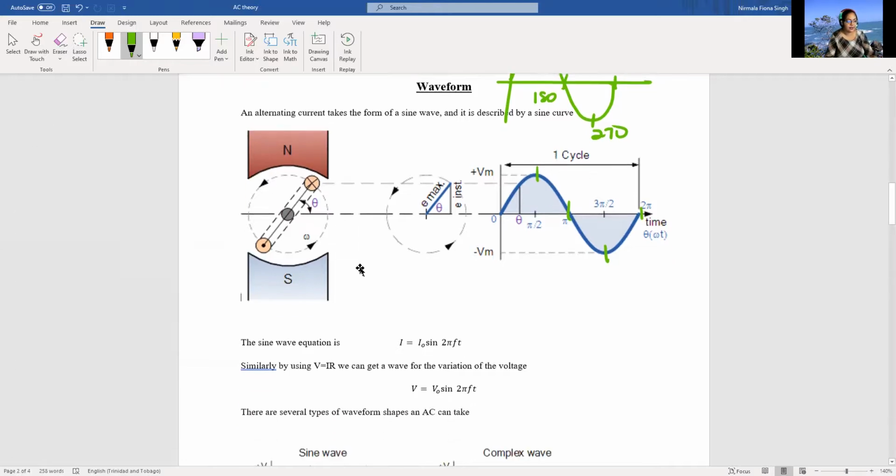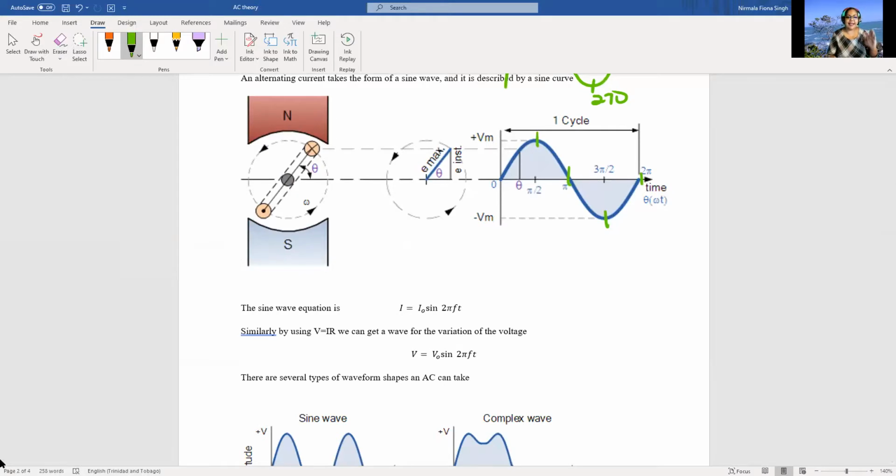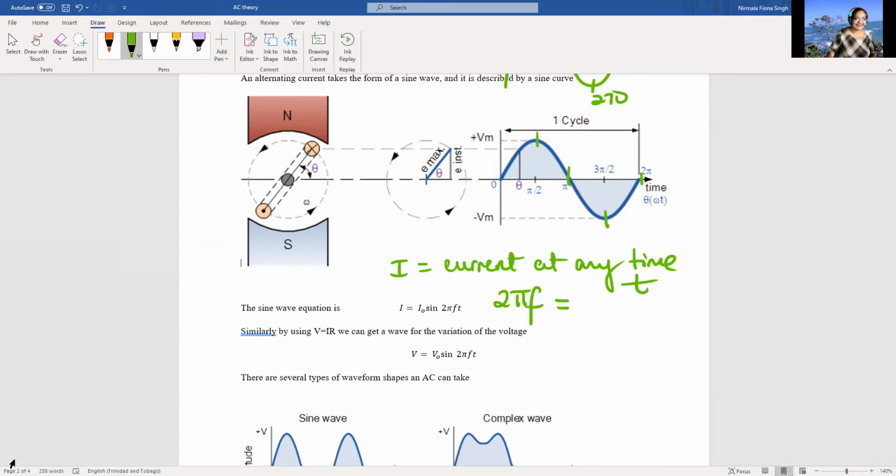So the sine wave here is described by the equation I, which is your current at any time t. So if you want to write that down, I is equal to your current at any time of t. So I is equal to I naught, being our initial current, sine 2 pi f t. 2 pi f, can anybody remember what symbol, what term this is in waves? 2 pi f is what letter? Omega. Yeah, omega. All right, so remember that.